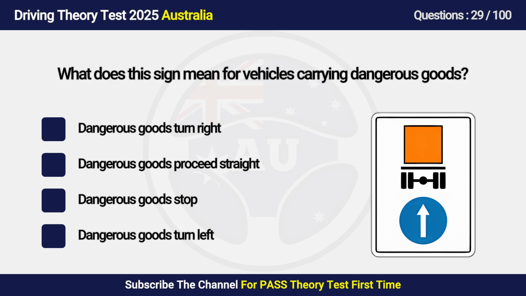A. Dangerous goods turn right. B. Dangerous goods proceed straight. C. Dangerous goods stop. D. Dangerous goods turn left.